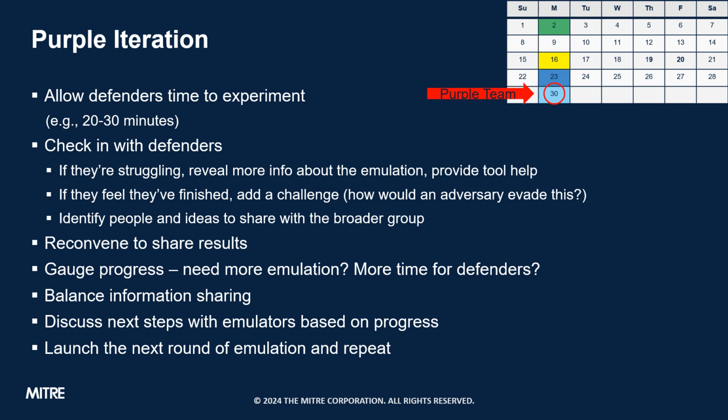Was 30 minutes too short? Too long? Maybe you need to share information from blue to red or from red to blue to keep the group progressing. You might need to talk to the emulation team privately to adjust their plan based on how the defenders are doing. Are they ready to move on to new implementations, or should we spend more time on what's already been emulated? Are there new defensive ideas emerging that the emulators could take into account in future rounds to help the defenders improve? With a newly adjusted plan, start the next round of emulation and detection.